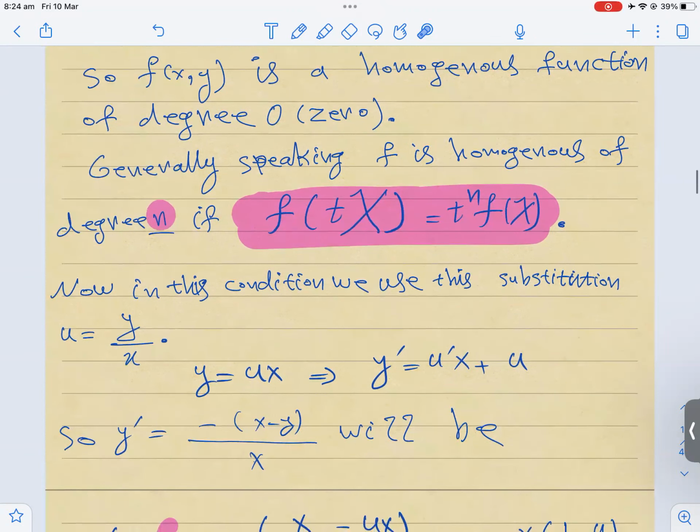All right, the famous substitution method for solving these types of first order ODEs, which are not linear, is to use u equal y over x. U equal y over x means y equal u times x. So y prime will be equal to u prime x plus u, taking the derivative in terms of x on both sides of the equation.